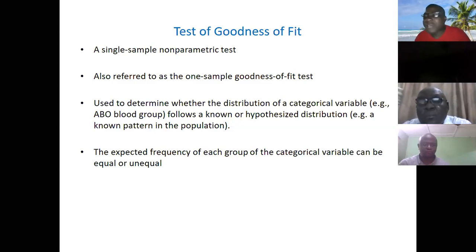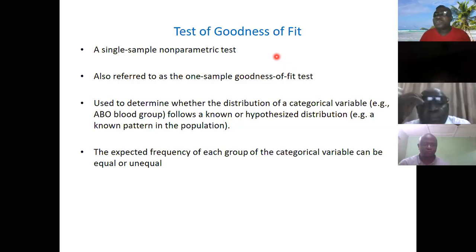The Pearson chi-square also does something else: it tests the goodness of fit. I will explain what the goodness of fit is, so that we can understand better. That's why I just want to start with that. If you look at our timetable for today, I think it starts with this test of goodness of fit. It's still Pearson chi-square, but it's quite different.